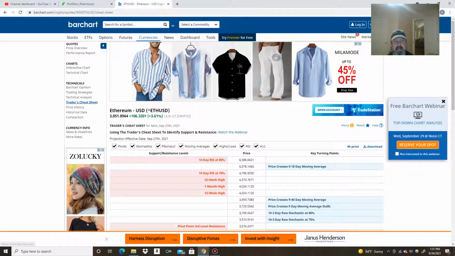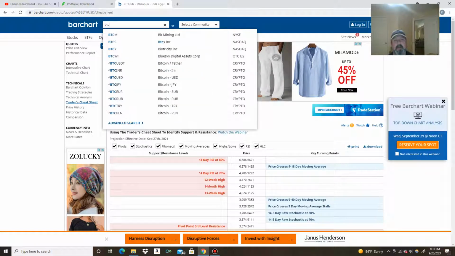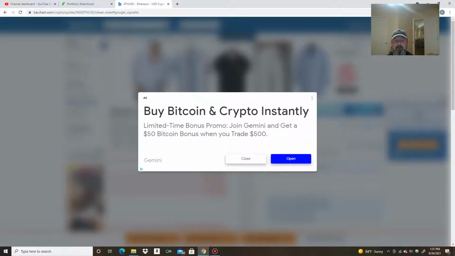So I go to the site barchart.com. Again, let's just do Bitcoin. Type the symbol BTC. You can do it in relation to any currency. Always do USD. Tether is slightly different, but the points are pretty close. This thing is an ad, but they've got to make money somehow.